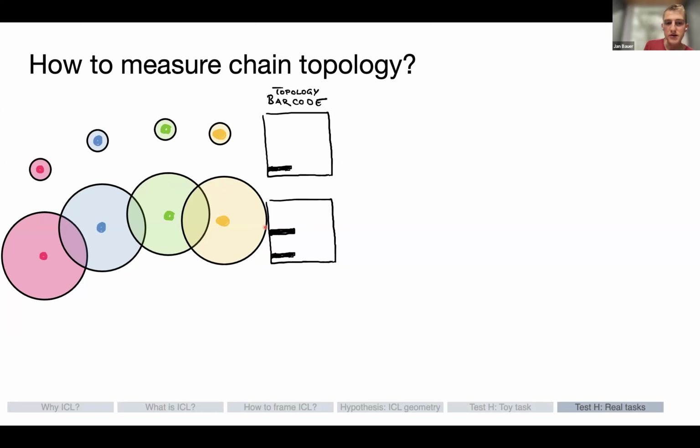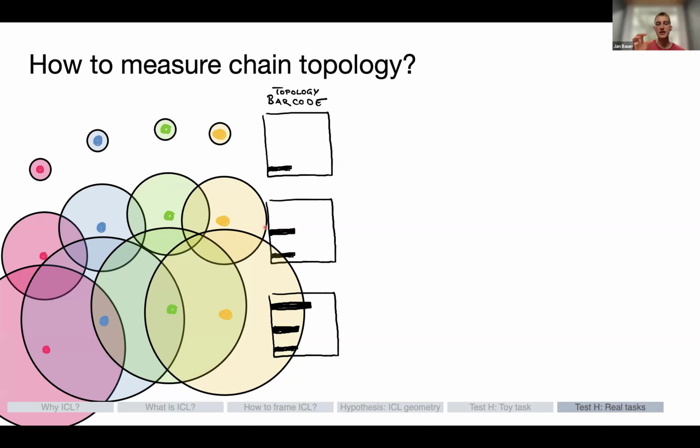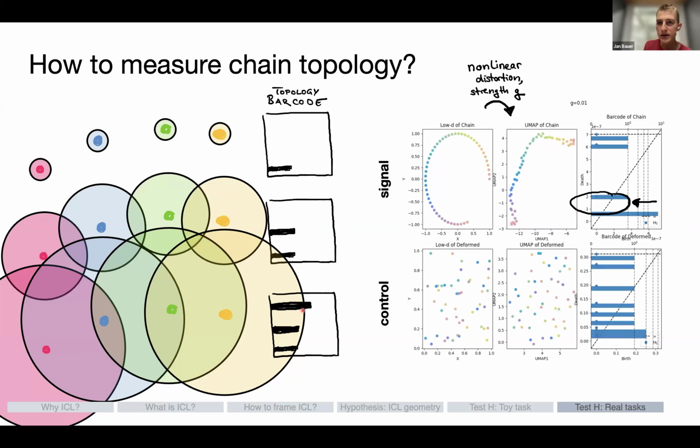Then you continue to increase these balls. And what then happens at some point is that these spheres start to intersect beyond the nearest neighbor. So here you can see the yellow sphere intersects with the blue spheres, for example. And this will then give rise to a final bar, sometimes called the death of this topological signature. And okay, so this would presumably be a good tool to test for such a chain-like geometry. But we first wanted to check whether this holds up to some sort of smoke test.